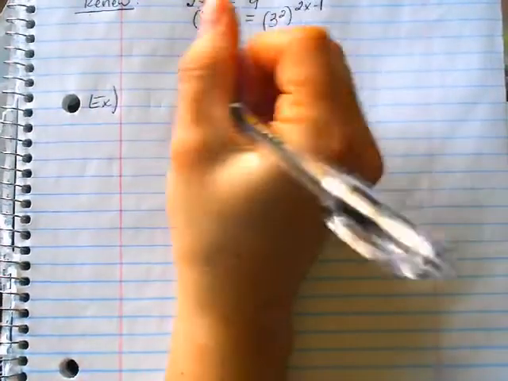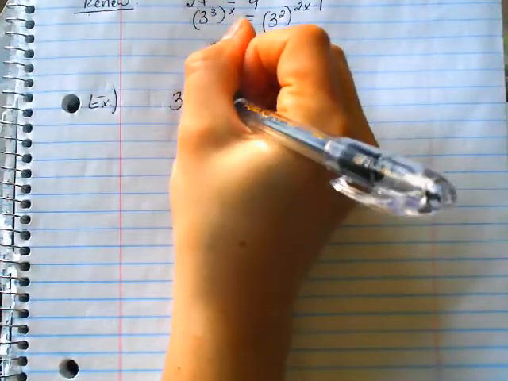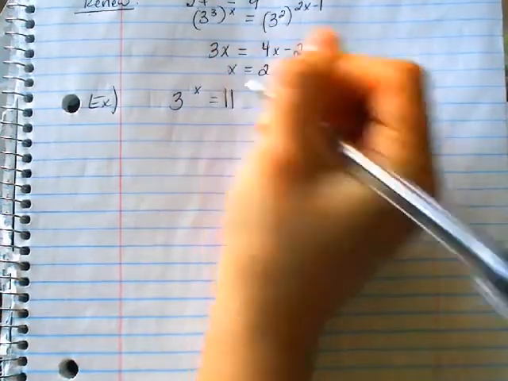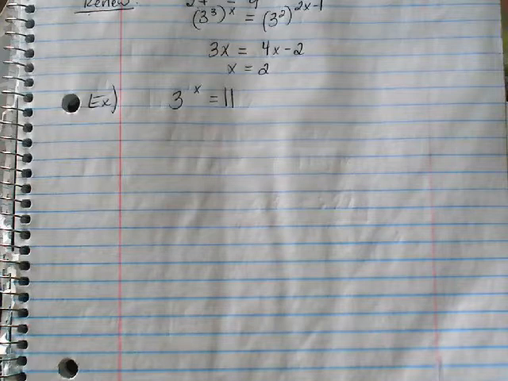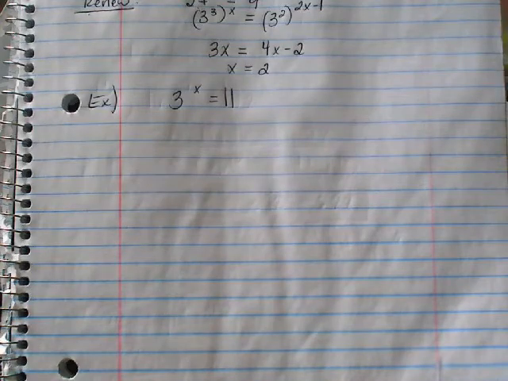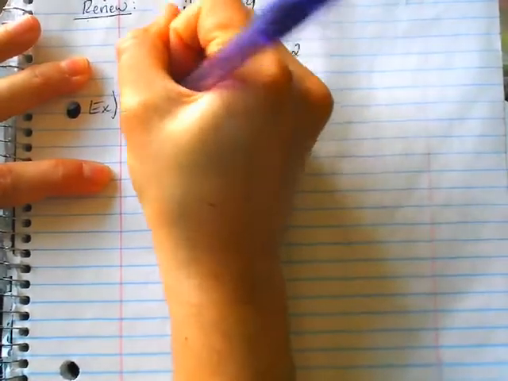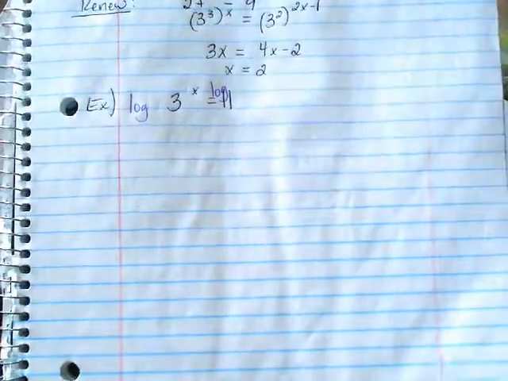So for example, we're given 3 to the x power equals 11. Well, 3 squared is 9, 3 cubed is 27, so x is going to be somewhere between 2 and 3, but I have absolutely no idea what it is. So I'm going to take the common log on both sides. And you're absolutely allowed to do that.